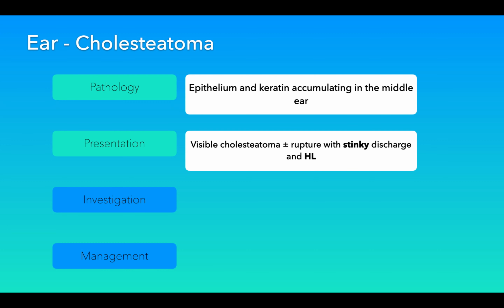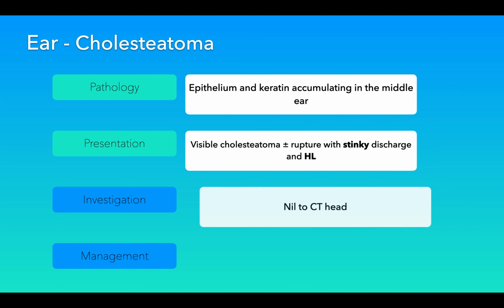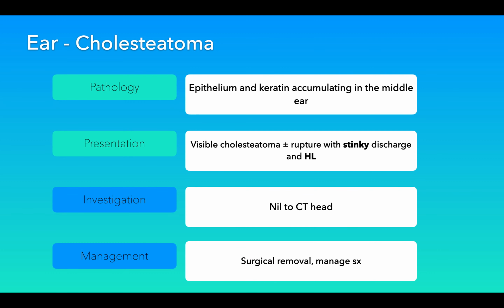But if you start to get stinky discharge, you need to look in the otoscope if it's not too painful, because you've probably got a rupture, and therefore you're going to get conductive hearing loss, aren't you? So then you might need to do a CT head because you're in the temporal bone there, and you do not want there to be a fistula forming through to the cranial fossae, do you? Because that's the last thing you want. These things have to be removed surgically, and you need to also manage the symptoms of pain and such.